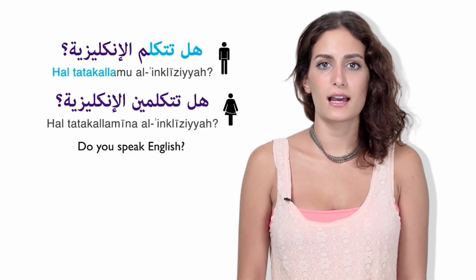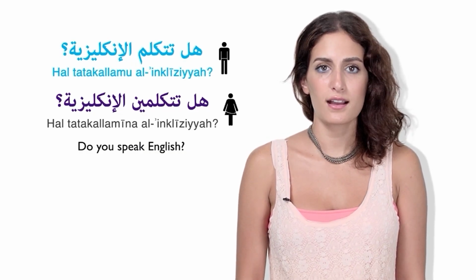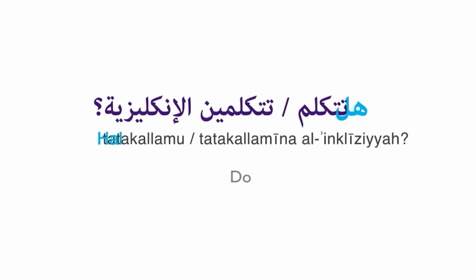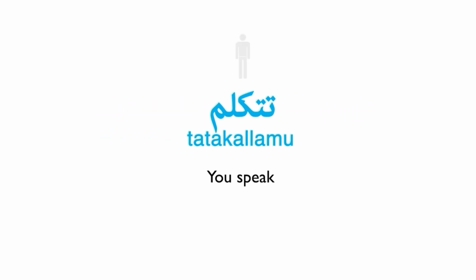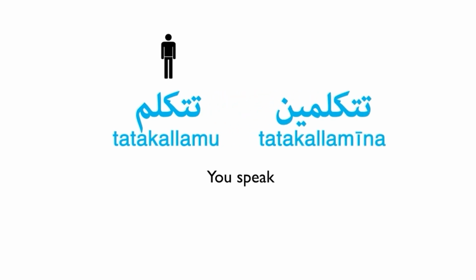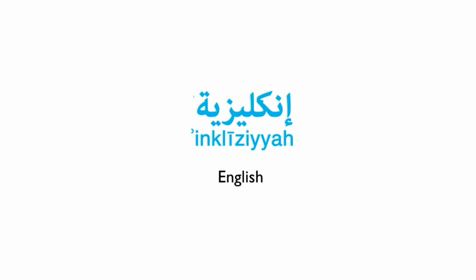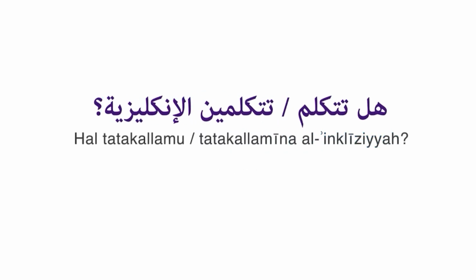هل تتكلم الإنجليزية؟ هل تتكلمين الإنجليزية؟ هل means do. You and speak are merged in the same word تتكلم for males and تتكلمين for females. إنجليزية means English. This is an indirect way of asking someone to speak to you in English. There are many ways of making it clear that you're asking the person to speak English to you.